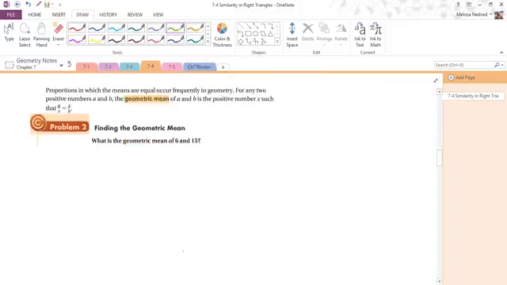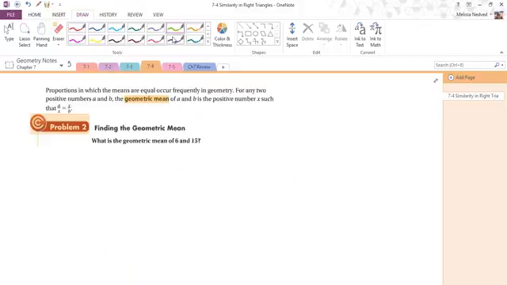Now we're going to have this little middle section here talking about geometric mean, and then our last part is going to be relating those similar triangles in a right triangle with the geometric mean. When we're writing proportions in which the means are equal, meaning the bottom number of the first fraction and the top number of the second fraction, we call that, for any two positive numbers a and b, the geometric mean of a and b is the positive number x, such that a over x is equal to x over b. So that's kind of a lot of words.